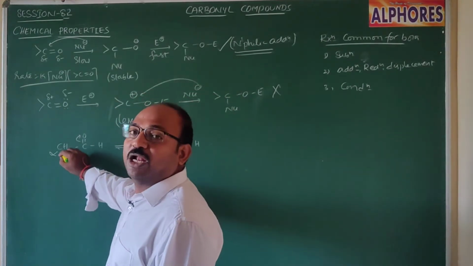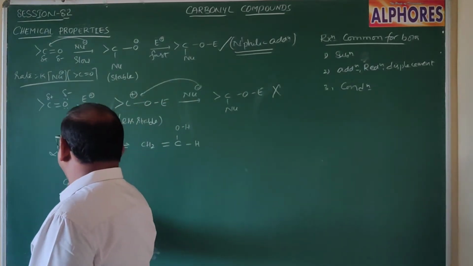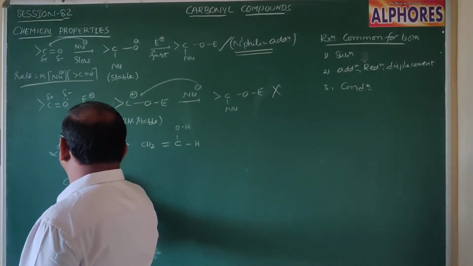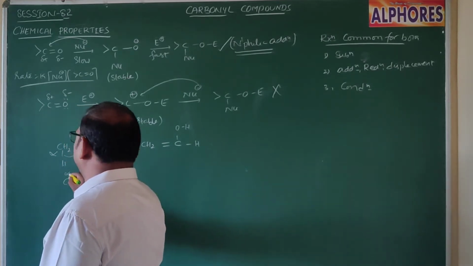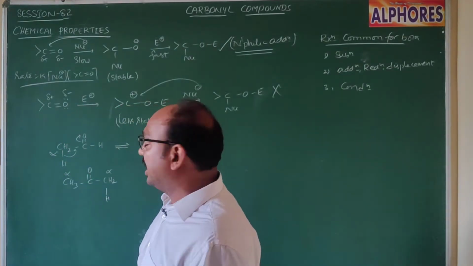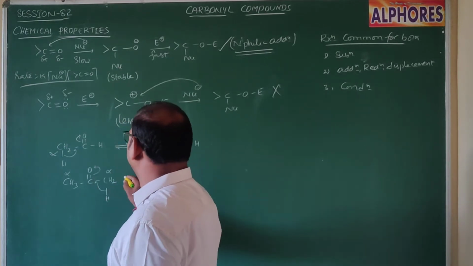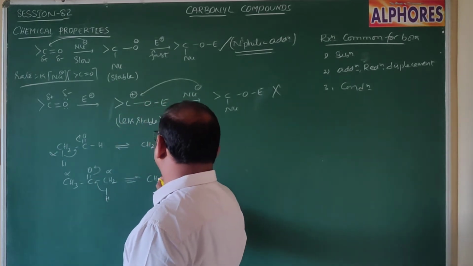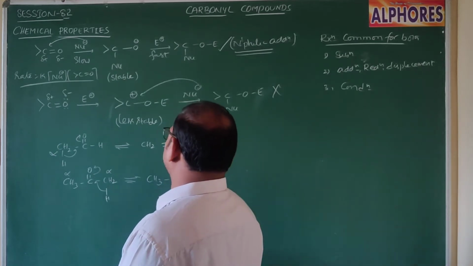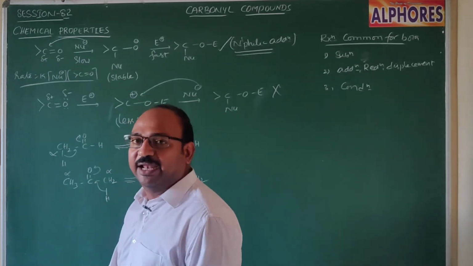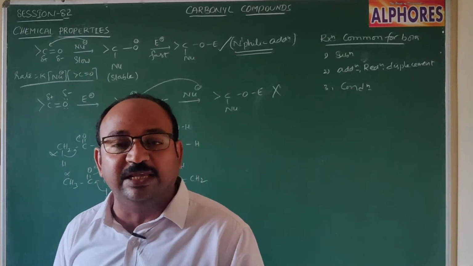Not only in aldehydes but also in ketones. In ketones also, CH3-C=O-CH3, this carbon is alpha and this carbon is alpha. Here two alpha carbon atoms are there. The C-H bond shifts towards the C=O group, and as a result we get CH3-C(OH)=CH2. Because aldehydes and ketones can readily undergo enolization.